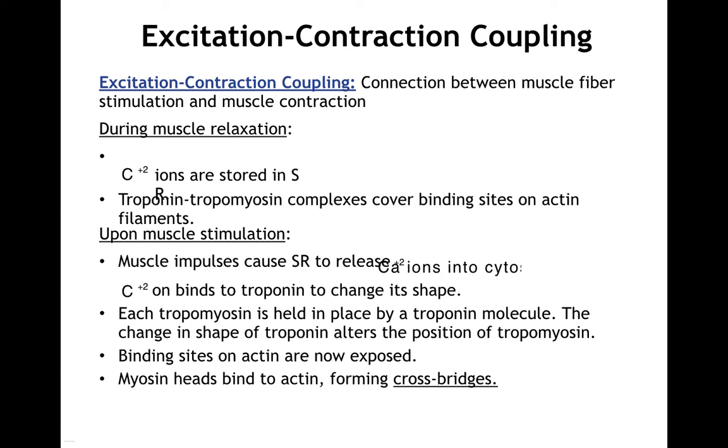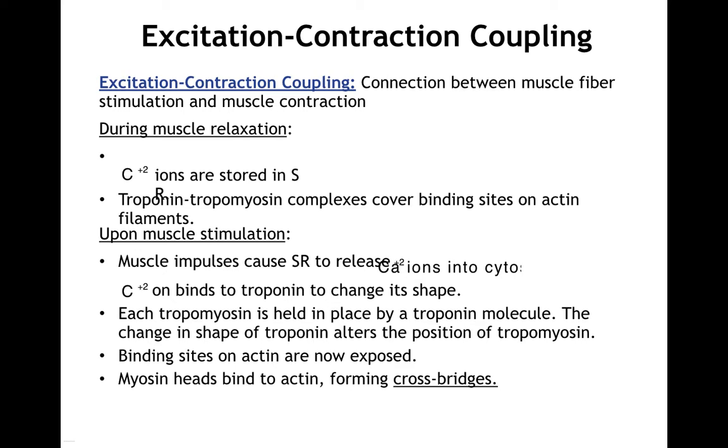So the excitation and contraction events are coupled together. That's the connection between the muscle fiber stimulation and the muscle contraction. So when a muscle is relaxing, the calcium ions are stored within the sarcoplasmic reticulum. And troponin-tropomyosin complexes, proteins, cover the binding sites on actin filaments. When the muscle becomes stimulated, sodium rushes in. That causes an impulse for the sarcoplasmic reticulum to release calcium ions into the cytoplasm.